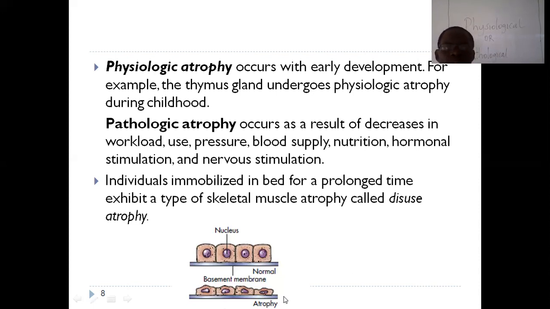Now, below is a diagram of exactly what you see. Above is the normal structure of the cells, and when they atrophy, you can see that they change in size, they reduce in size, and as a result, we refer to that as atrophy. So they will reduce in size, as you can see on the slide there. That is what we refer to as atrophy.